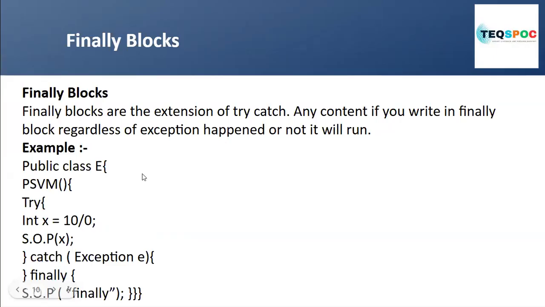Now coming to the finally block. The finally block is basically an extension of the try catch block. Here, what happened? We know we can handle exceptions with try catch, try catch finally, and try catch with success. So what is the finally block? It is an extension of the try catch block. Any content written in the finally block will run regardless of whether an exception happens or not.